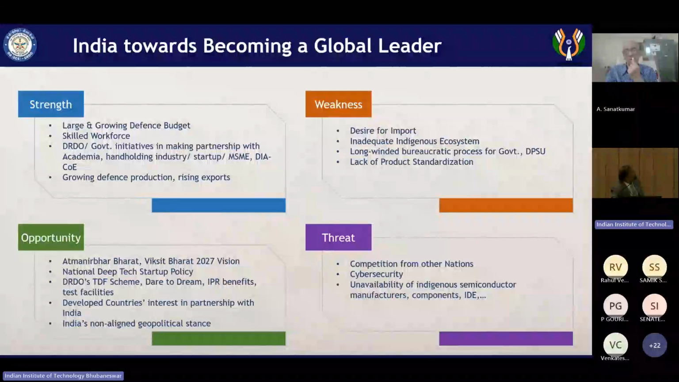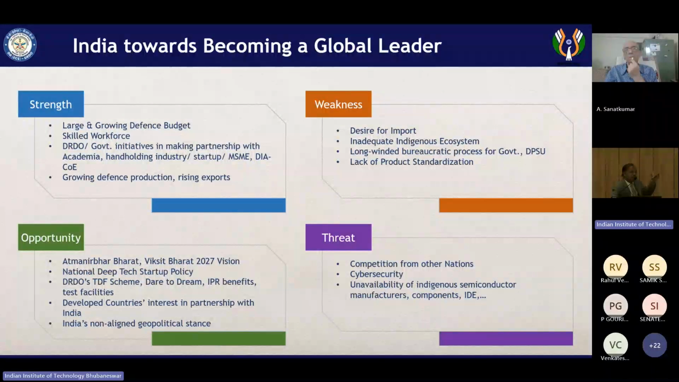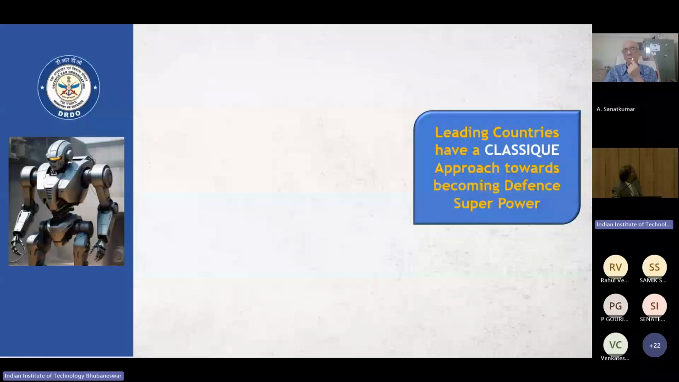Our threat, the competition from other nations, is always there. And also cyber security. We have to be very, very careful about our cyber security because our entire knowledge base stays there. And of course, indigenous semiconductor manufacture and the components, which your director was highlighting, I was highlighting for a few moments. So this is my personal SWOT analysis for India. We'll soon come out of our weaknesses and our threats, and I think we'll be a stronger nation. Now I'll conclude with two of my favorite slides.